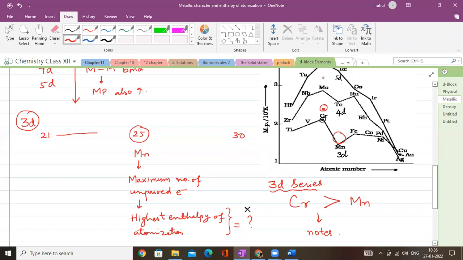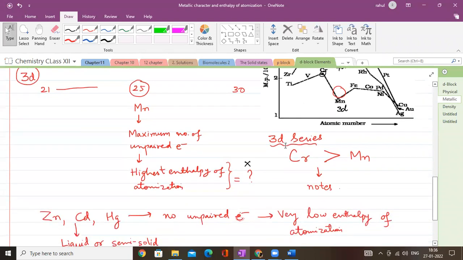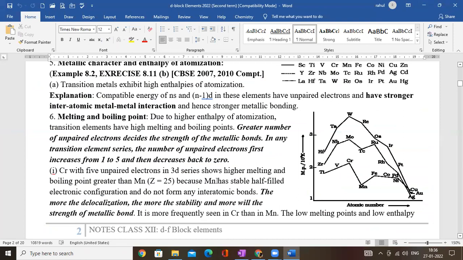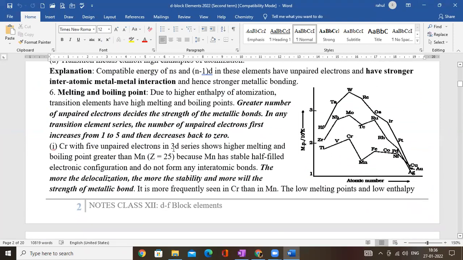So what I mean to say is, in the 3D series, chromium has a higher enthalpy of atomization or melting point than manganese. Now what is the reason for it? Which of course most of the books are writing in an incorrect way. So I have written here, understand the point.